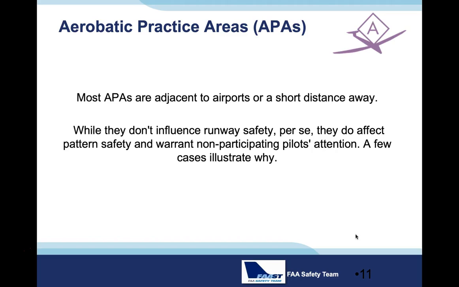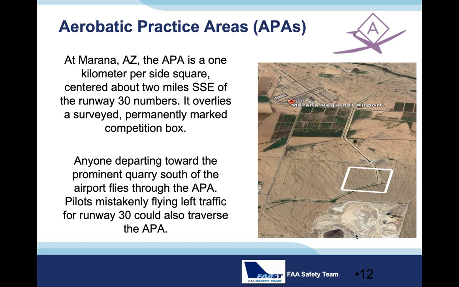Most APAs are adjacent to airports or a short distance away. While they don't influence runway safety per se, they do affect pattern safety and warrant non-participating pilots' attention. A few cases here illustrate why. At Marana, Arizona, the APA is a 1 kilometer per side square, centered about 2 miles south-southeast of the runway 30 numbers. It overlies a surveyed, permanently marked competition box. Anyone departing through the prominent quarry south of the airport flies through the APA. Pilots mistakenly flying left traffic for runway 30 could also traverse the APA.